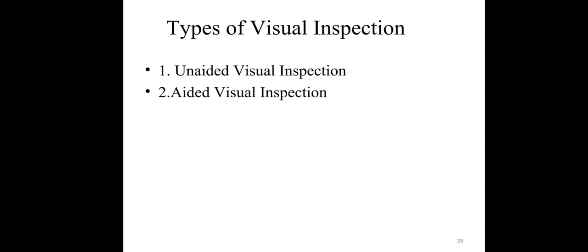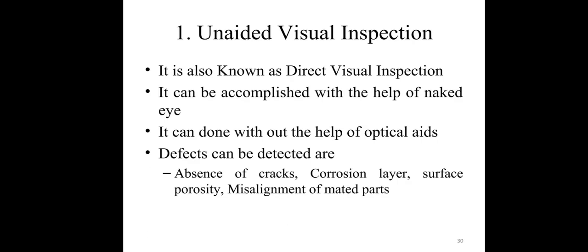Types of visual inspection: unaided visual inspection and aided visual inspection. Now we are seeing unaided visual inspection. It is also known as direct visual inspection. It can be accomplished with the help of the naked eye, without the help of optical aids. Defects that can be detected are cracks, corrosion layer, surface porosity, misalignment of mating parts.